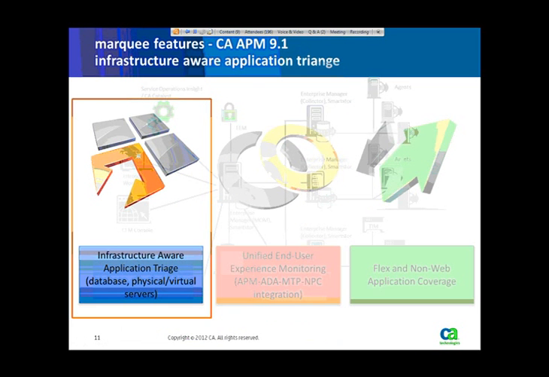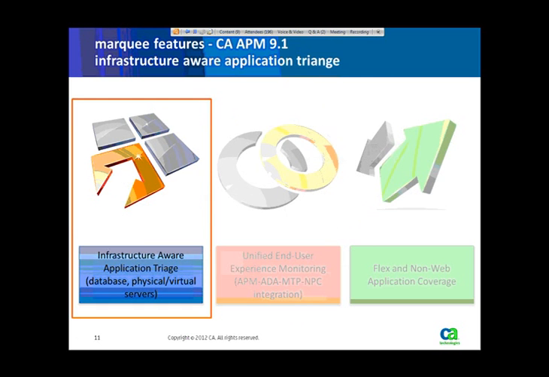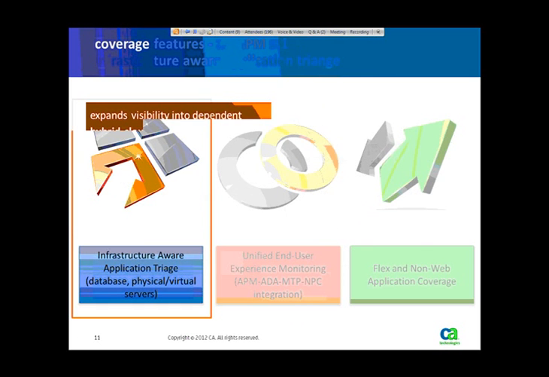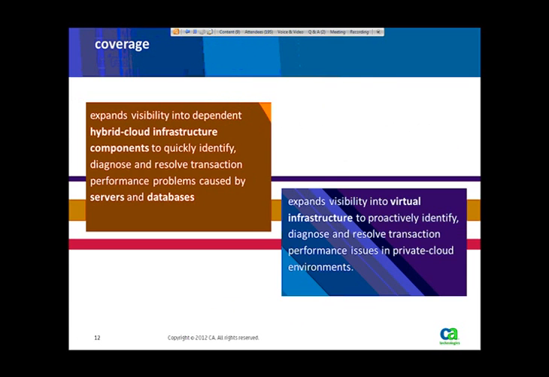So let's drill down into infrastructure-aware application triage. Just to recap, infrastructure-aware application triage expands the visibility into the hybrid cloud infrastructure and also the private cloud, meaning your virtual machines. Now you can see your server information, server alerts, and database alerts within the context of the application in the triage map. You can also see whether a particular software component is running on your physical server or the virtual server.